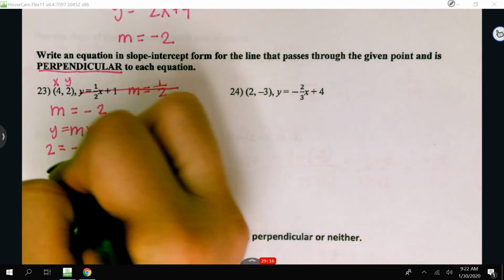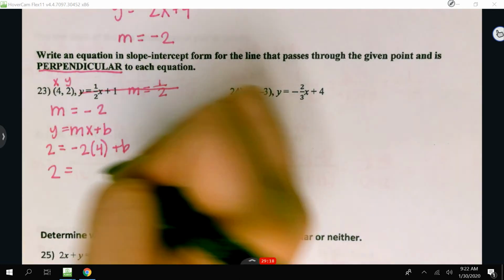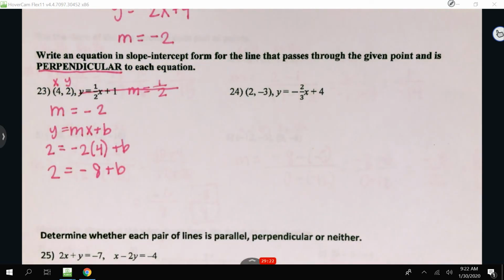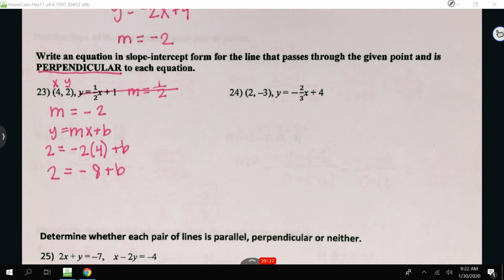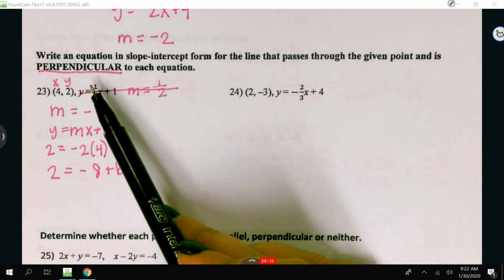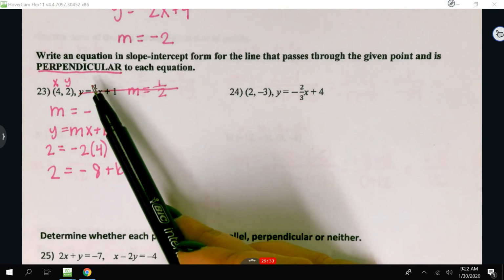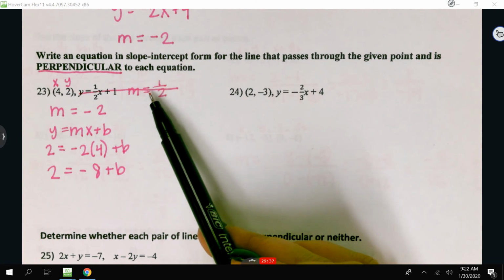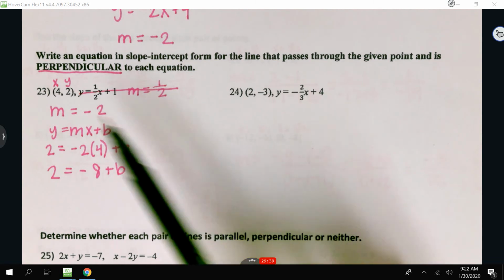AJ? I have a question. Okay. I was still writing, so I didn't know how you got m equals negative 2. On what? On number 23. It's your new slope. The slope that they gave you was 1/2. So if you're finding a line perpendicular to that, you find the opposite reciprocal. So you flip the 1 and the 2, and then this was positive, so this has to be negative.